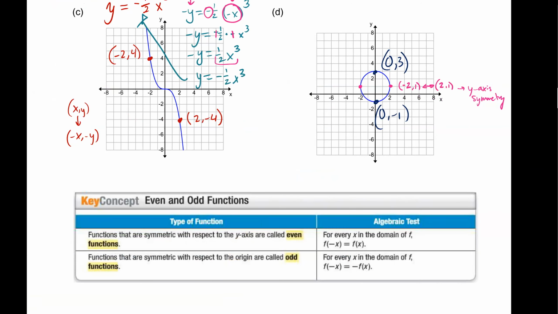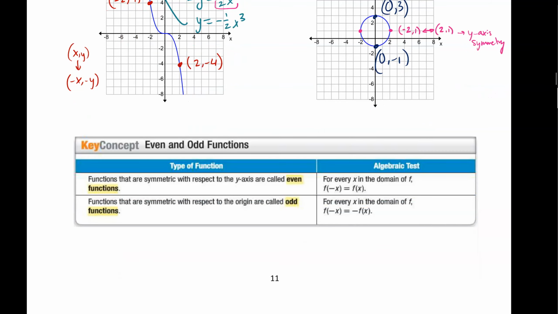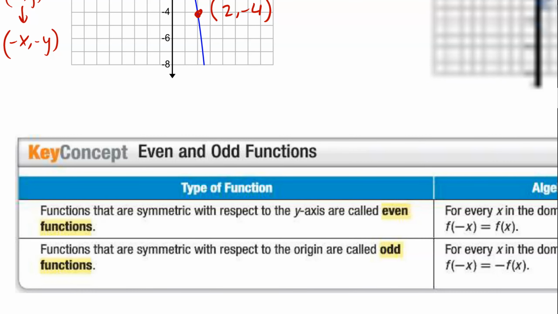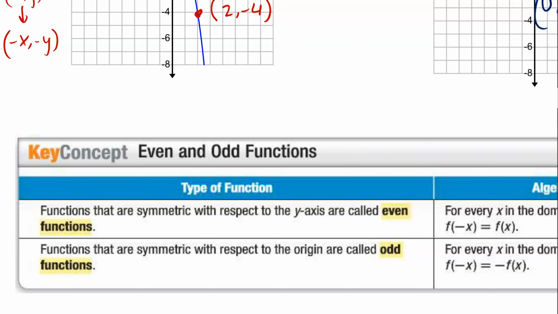So, even and odd functions. Functions that are symmetric with respect to the y-axis are even. Functions that are symmetric with respect to the origin are odd. And if they are not symmetric with the y-axis or the origin, they're called neither. So you either have even, odd, or neither. Those are your three options.